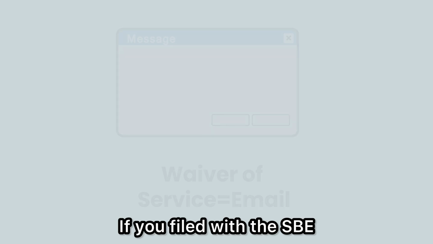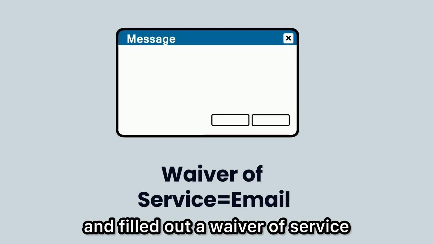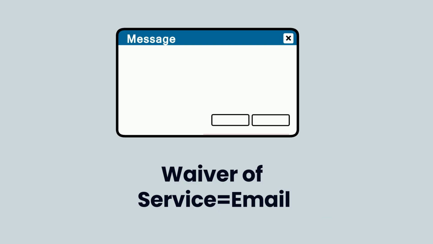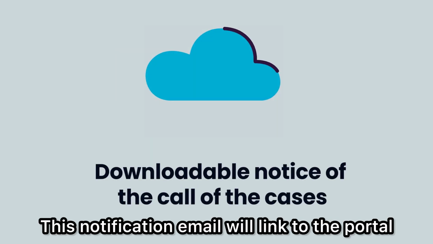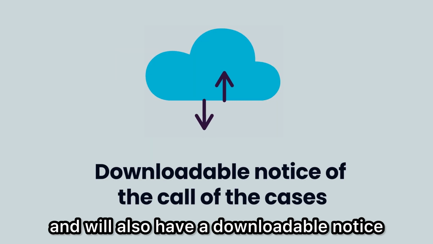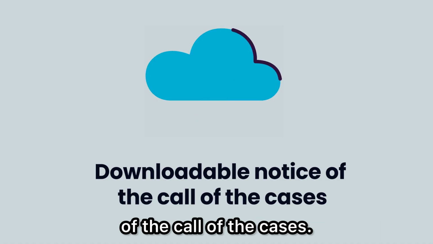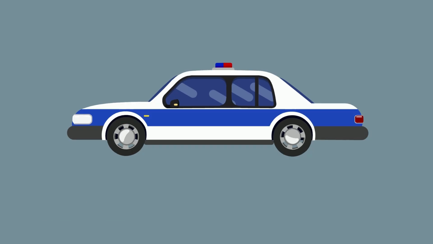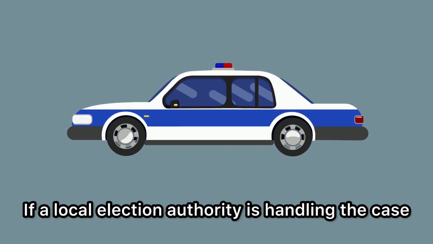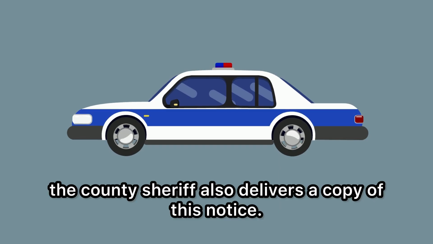If you filed with the SBE and filled out a waiver of service, you'll receive notice by email. This notification email will link to the portal and will also have a downloadable notice of the call of the cases. If a local election authority is handling the case, the county sheriff also delivers a copy of this notice.